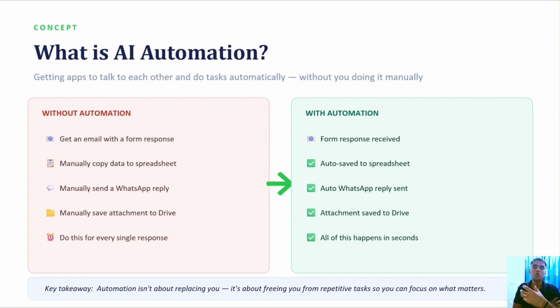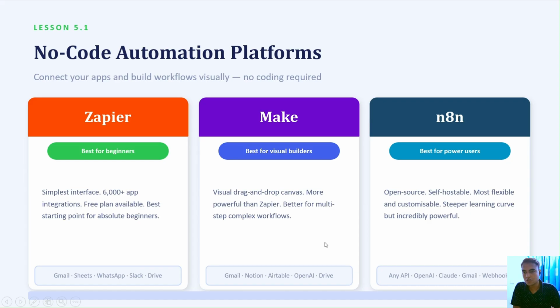So automation is a thing where a repetitive human task can be avoided. Here in the key takeaway it is also written: automation isn't about replacing you, it's about freeing you from repetitive tasks so you can focus on what matters. So this was what is AI automation, and let us see what the platforms in the market are.